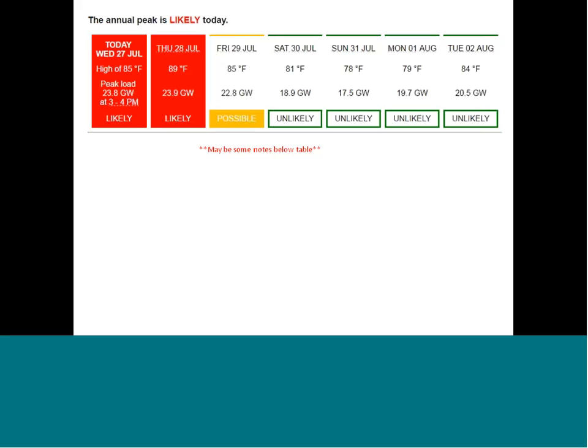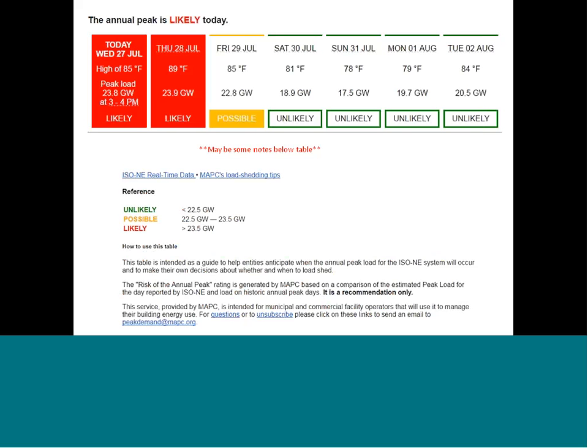So you'll see this email. The subject line will tell you if it's likely or what the rating is for the day. We may have some notes below that give some explanatory background. And then we'll also always have other text below that has links to some of the real-time data from ISO if you want to look at it. I'll show you how to get that. We have some load shedding tips, a kind of checklist of things you can consider to reduce your electricity use during the peak hour. And again, Shelly will talk about some of what they've done. And then just some background information on the bottom. So that'll be the daily email that'll come out.